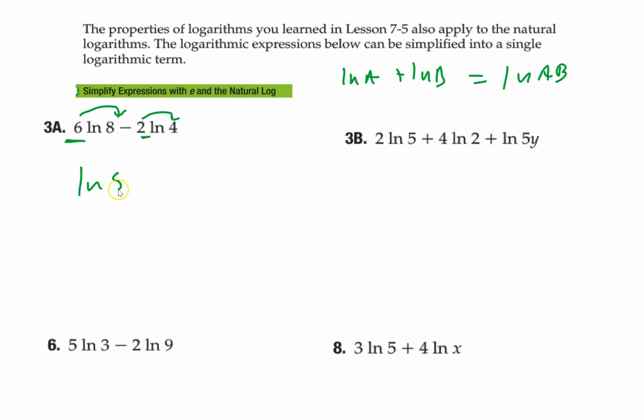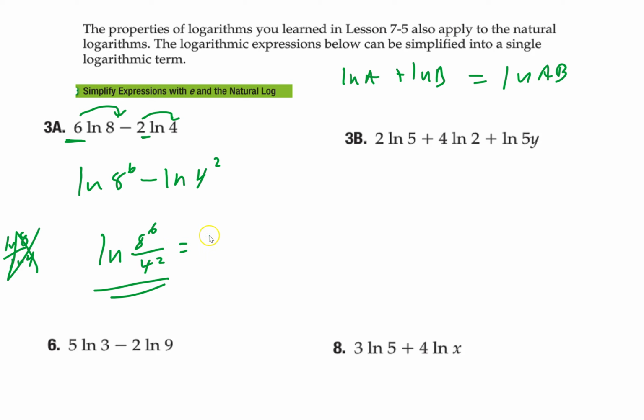So natural log of 8 to the 6, heck if I know what that is, minus natural log of 4 squared. That's a minus sign, so we're going to divide. So again, the key is it's one log, natural log of 8 to the 6 over 4 squared. Again, it's one log. I hate when people do this wrong.